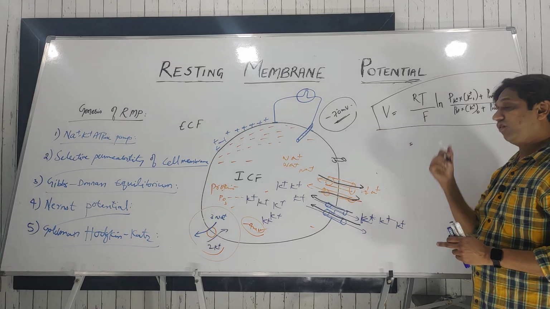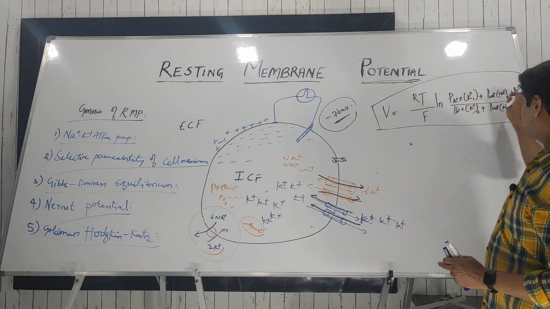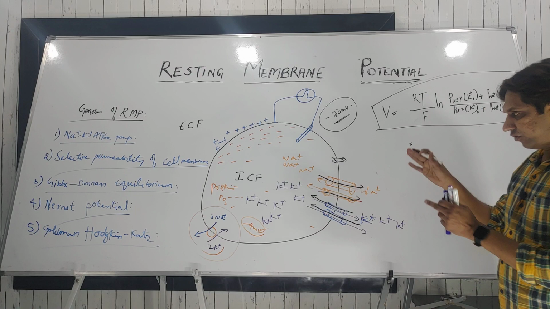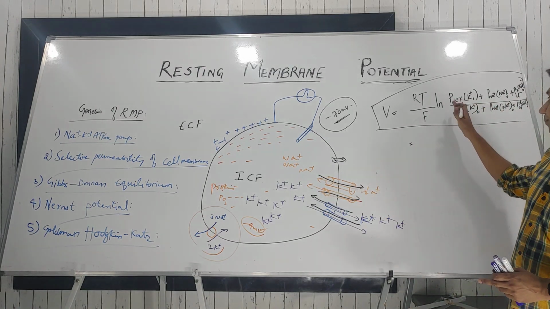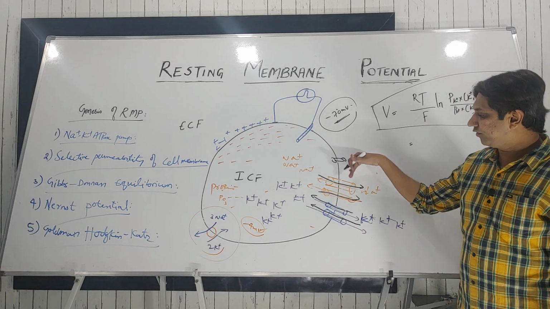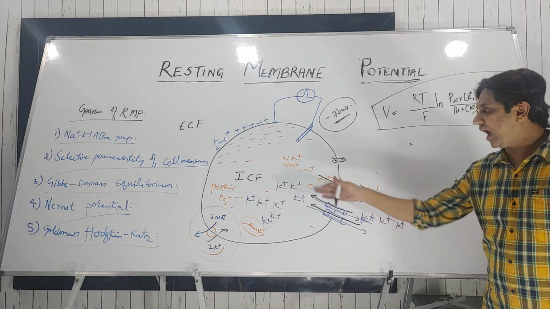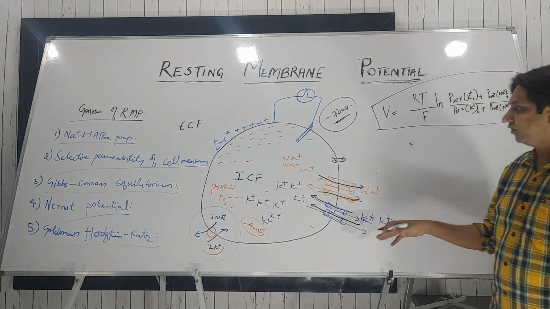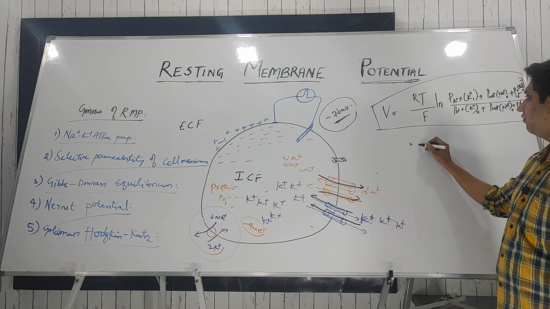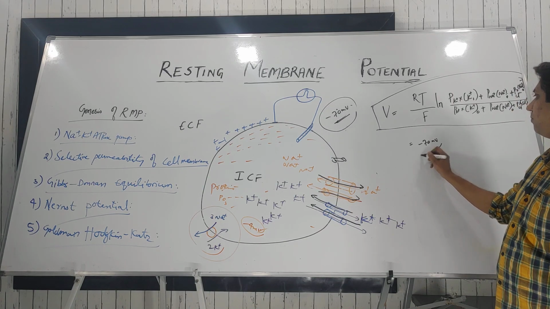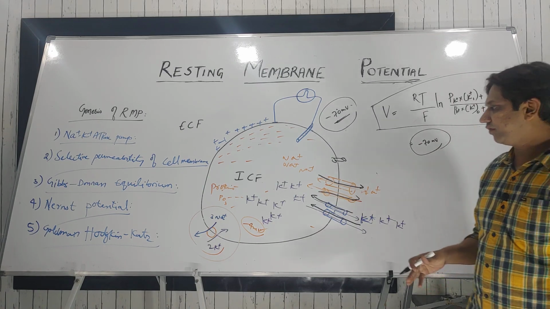And this is the natural logarithm of the permeability and concentration of all these ions. Here the movement of these ions depends on the permeability as well as the concentration as well as the polarity also. So it will give minus 70 millivolt. It is the sum of all these things, okay, resting membrane potential.